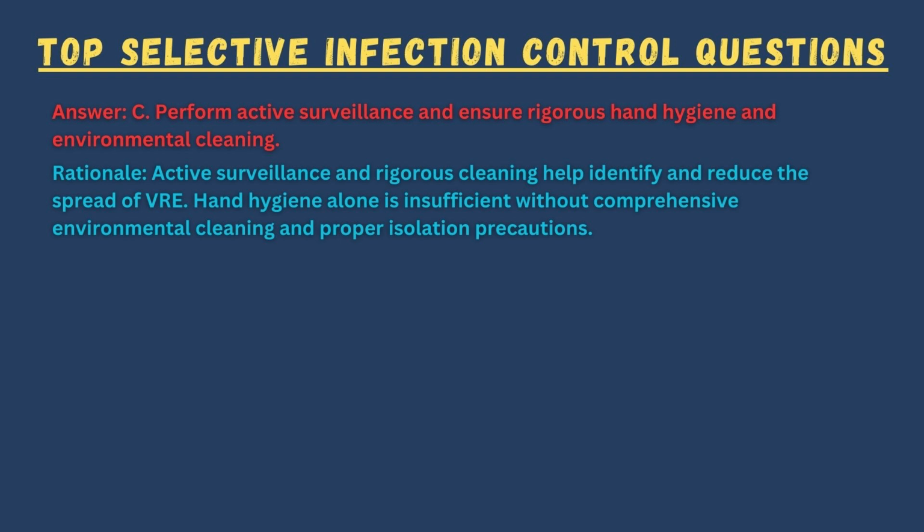Answer. C. Perform active surveillance and ensure rigorous hand hygiene and environmental cleaning. Rationale. Active surveillance and rigorous cleaning help identify and reduce the spread of VRE. Hand hygiene alone is insufficient without comprehensive environmental cleaning and proper isolation precautions.